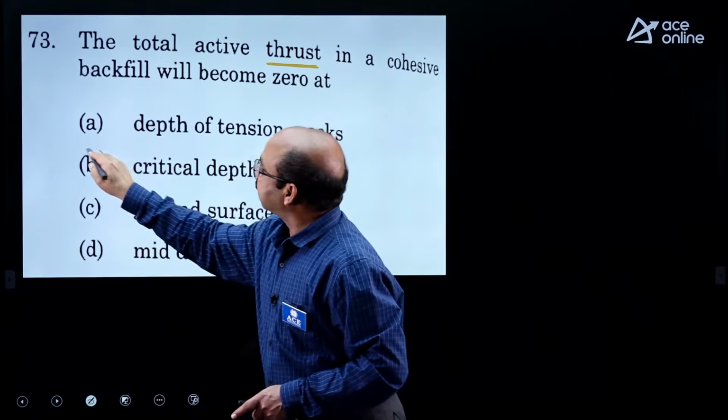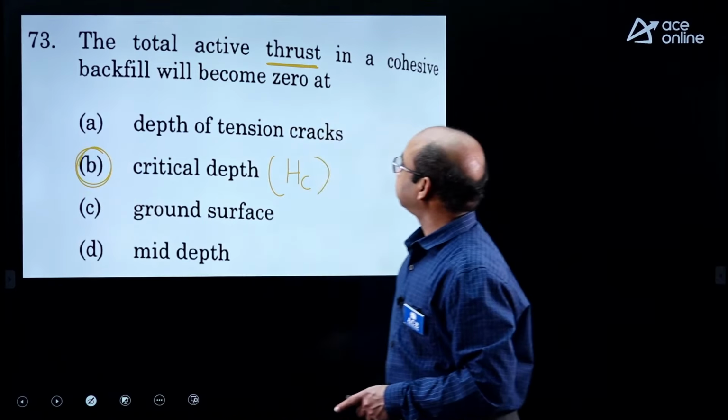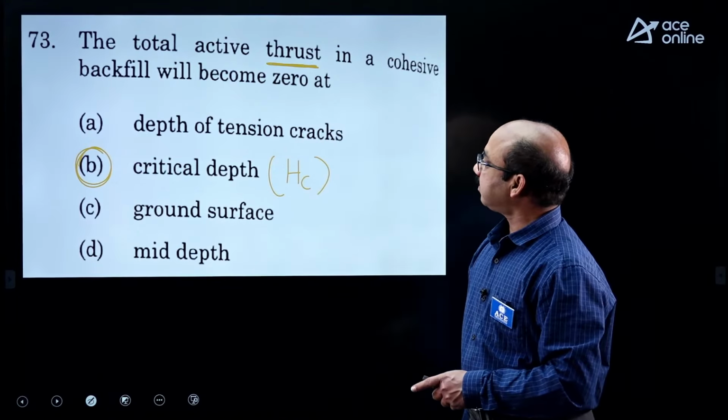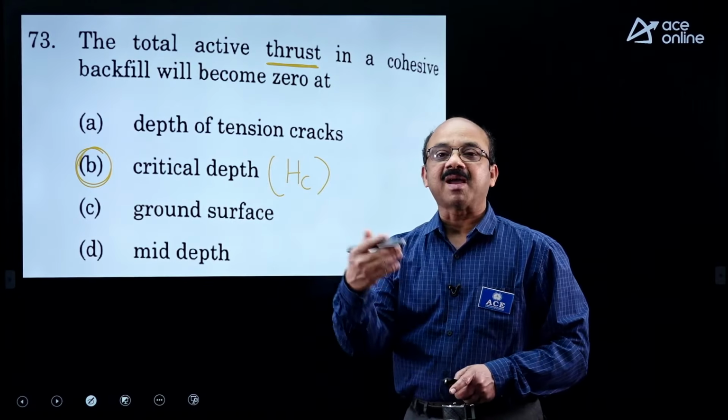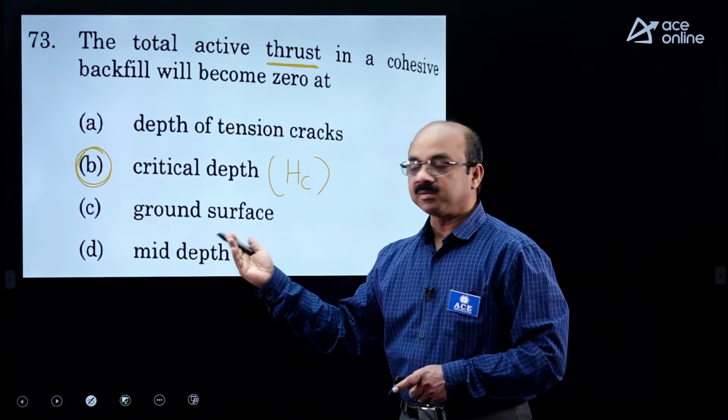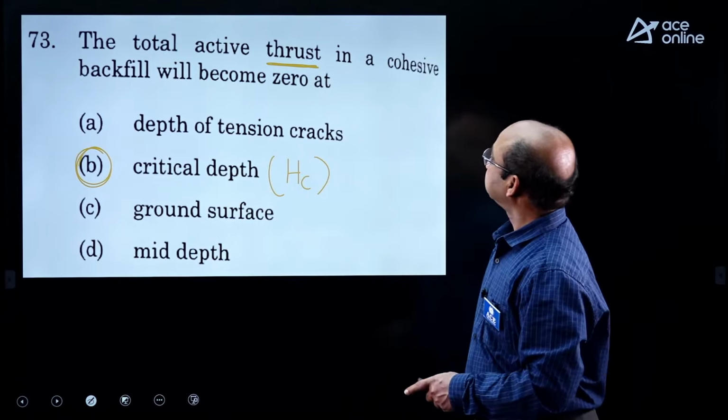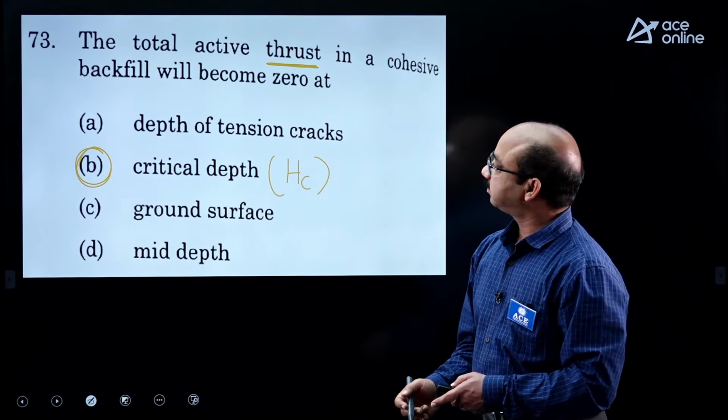That's why this is the answer, critical depth, nothing but HC. You may also call it as critical height. Critical height, nothing but critical depth only. The cohesive soil.